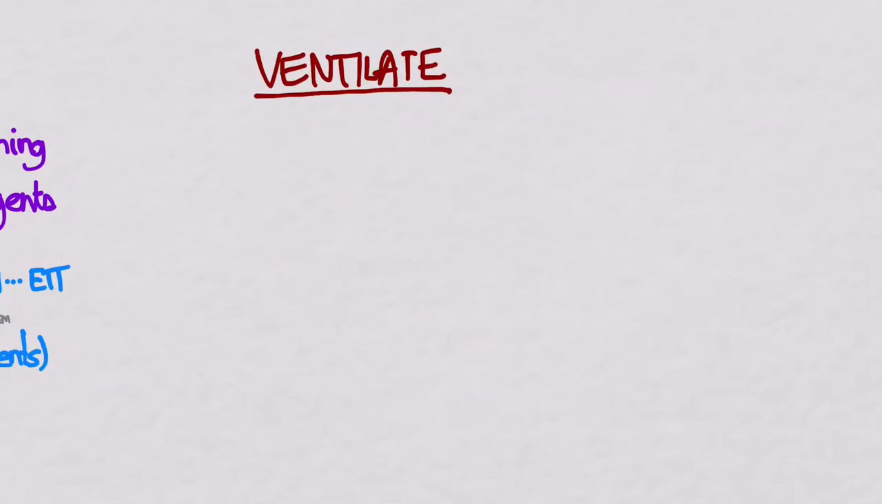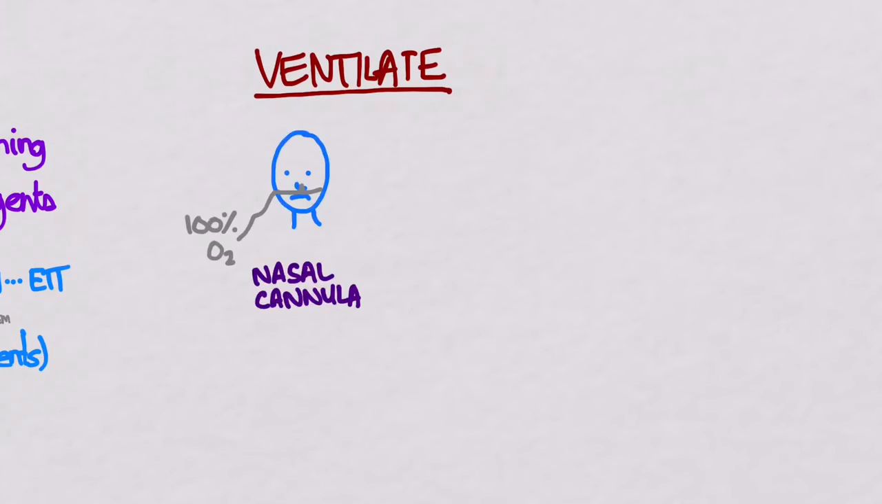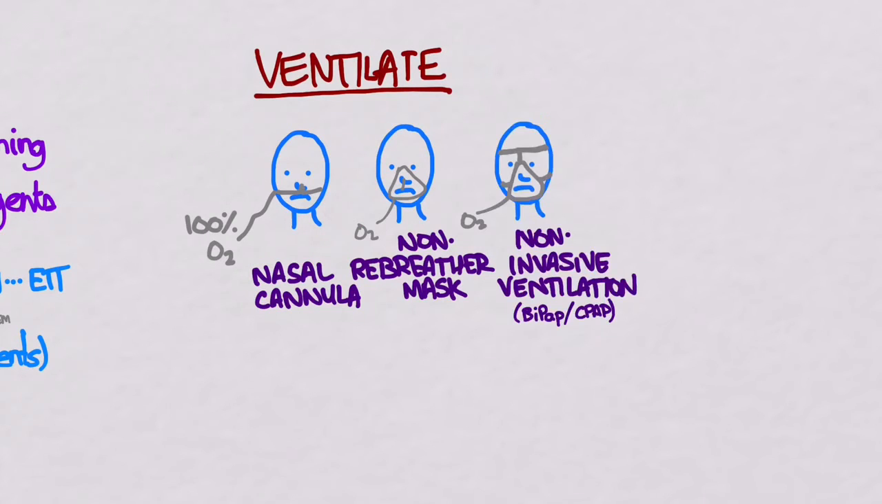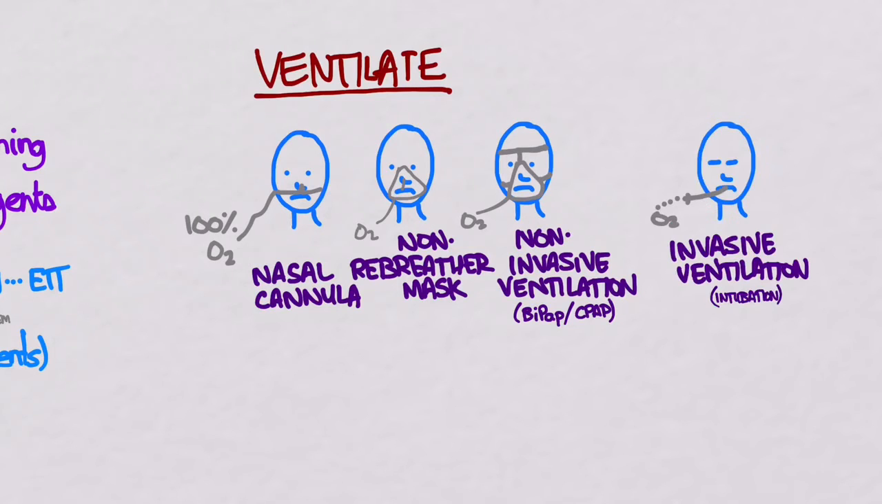So V is ventilate. And you'll need to do whatever it takes to get this person oxygen. And the first thing that you'll start with probably is a nasal cannula, giving them 100% by nasal cannula. And if that doesn't work, we move up to a non-rebreather mask. Then non-invasive ventilation, things like BiPAP and CPAP. And finally, you put them on a ventilator with invasive ventilation and knock them out, and you take away their work of breathing with intubation.